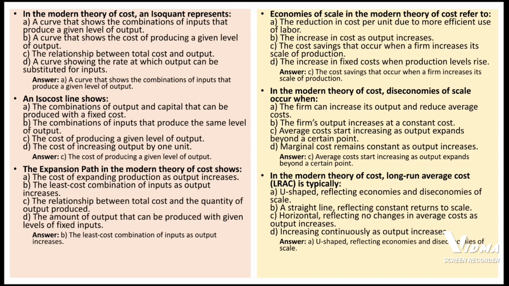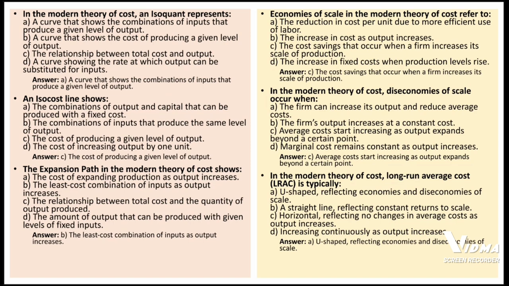In the modern theory of cost, an isocost refers to, answer is A, the curve that shows the combination of inputs that produce a given level of output. An isocost shows, answer is C, the cost of producing a given level of output. The expansion path in the modern theory of cost shows, answer is B, the least cost combination of inputs as output increases. The economies of scale in modern theory of cost refers to, answer is C, the cost saving that occurs when a firm increases the scale of production.